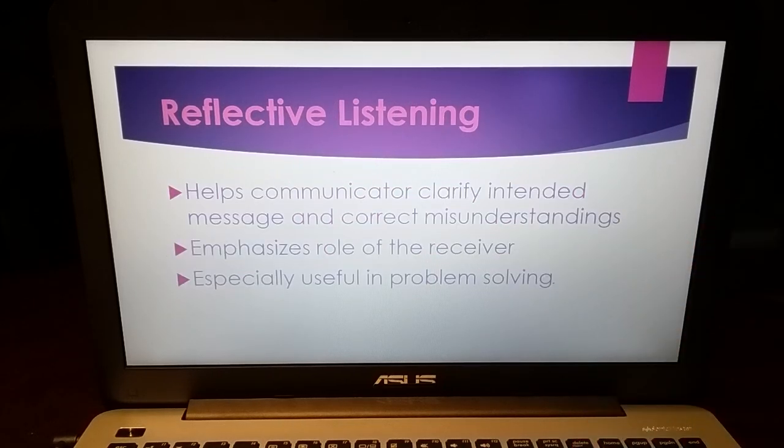Okay, so reflective listening helps communicators clarify the intended message and correct any misunderstandings. And it's incumbent upon the receiver to participate in the reflective listening, because if the communicator doesn't know that the receiver has questions or needs to clarify, then they don't know to clarify. If the communicator isn't asked, they can't clarify back. And it's very useful in problem solving.